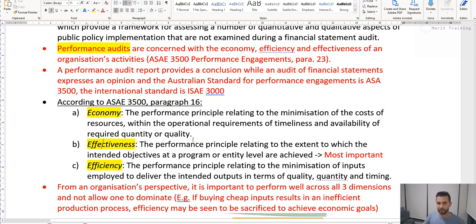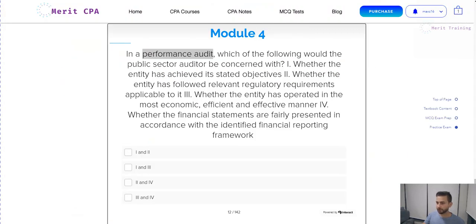Number two, effectiveness is the performance principle relating to the extent to which the intended objectives at a program or entity level are achieved. And this is the most important point. And then finally, efficiency, the performance principle relating to the minimization of inputs employed to deliver the intended outputs. So it's basically delivering the same output with fewer inputs. So those are the three targets: economy, effectiveness, and efficiency. Economy is minimizing costs, effectiveness is achieving goals, efficiency is minimizing inputs and retaining outputs.